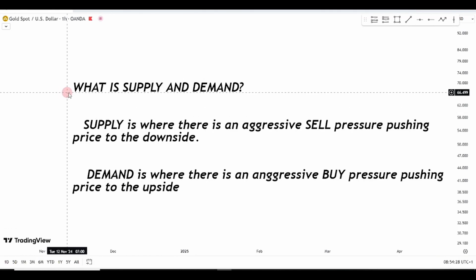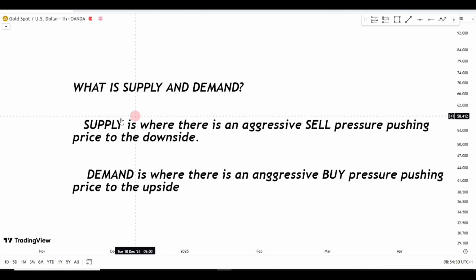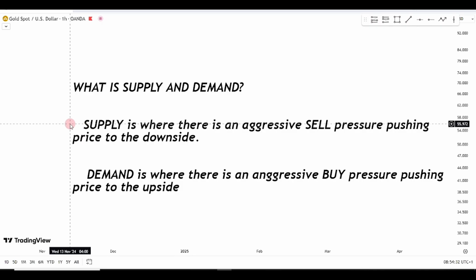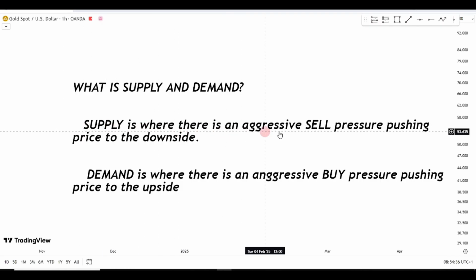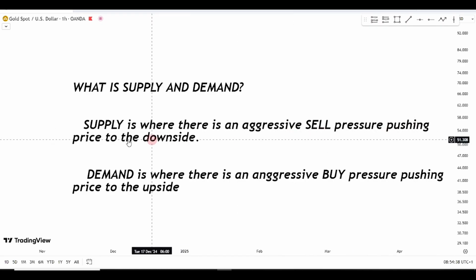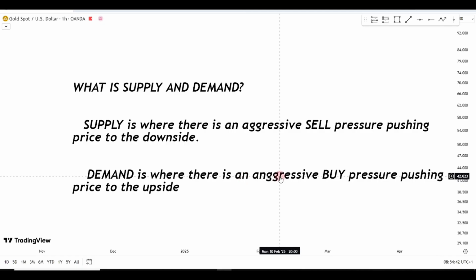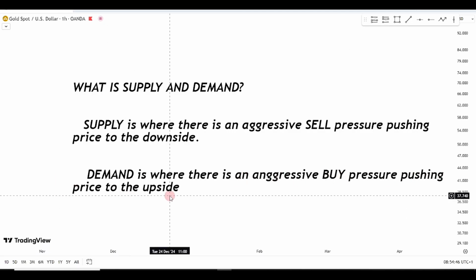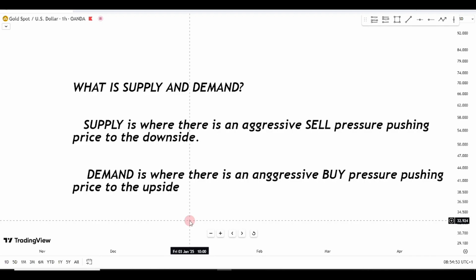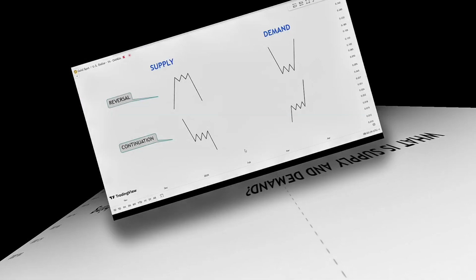Alright, what is supply and demand? This is a simple definition of supply and demand. It says supply is where there is an aggressive sell pressure pushing price to the downside, while demand is where there is an aggressive buy pressure pushing price to the upside. Now we will move over to the examples of supply and demand.